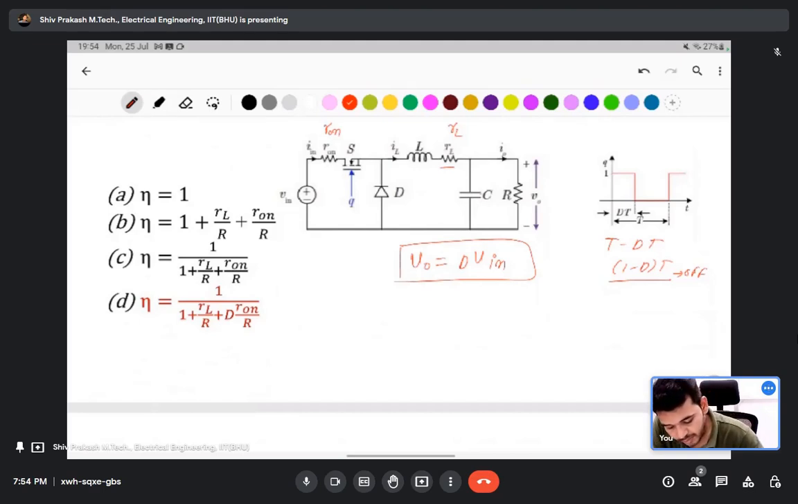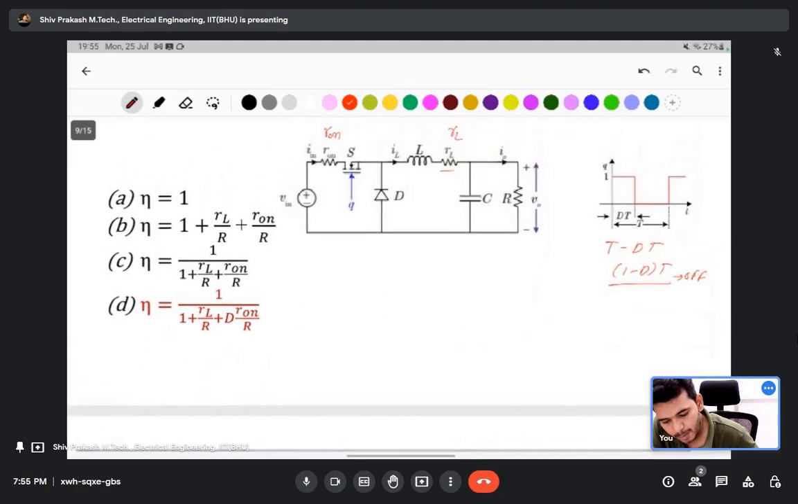But here the lossless inductor and the switch turn-on resistance are also given. Then this one is not valid further. Some extra terms are added in this. Then I want to find it.